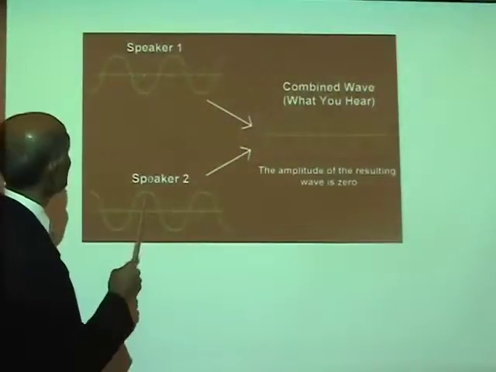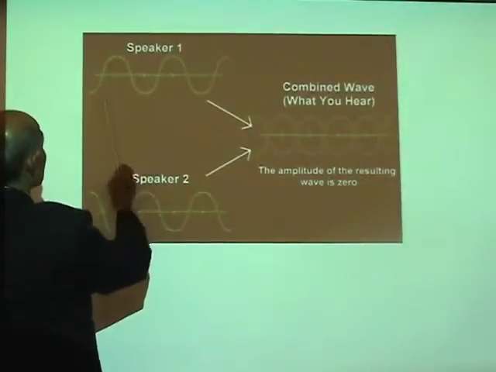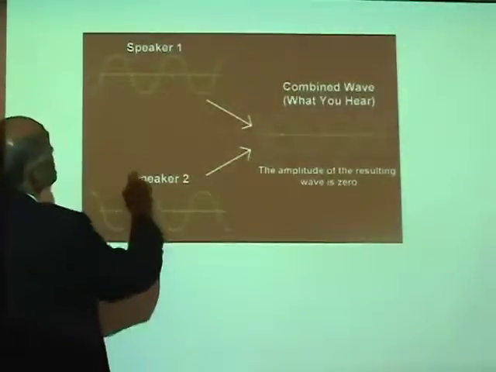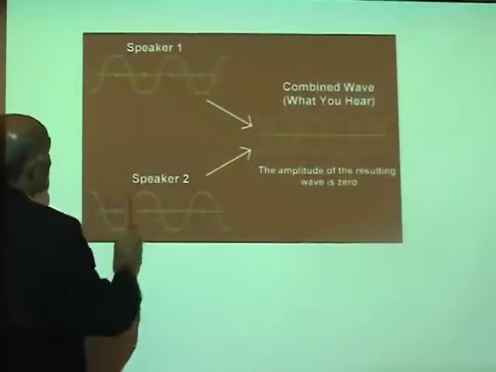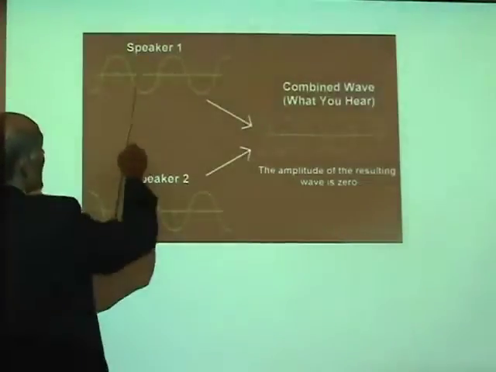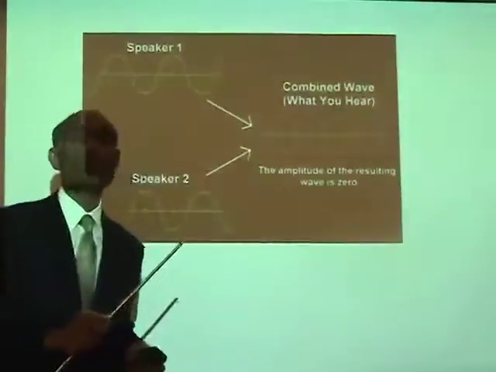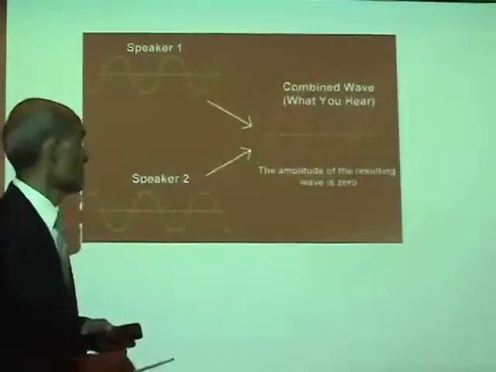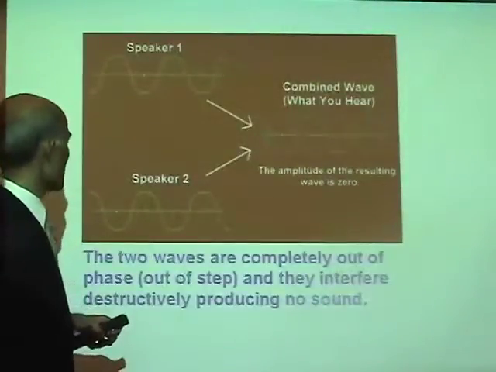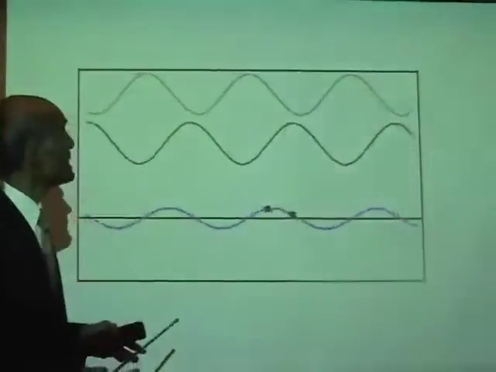On the other hand, look at this. Now watch my little iron rod again. The crest of one, remember when I said crest, it stands for compression. The compression of the wave coming from speaker 1 falls on the rarefaction of the sound coming from speaker 2. What happens here? They are completely out of phase, therefore there is no wave. The amplitude is 0, you hear no sound. I hope the concept of interference is clear now. Okay, let's move on. And here is an animation of that.